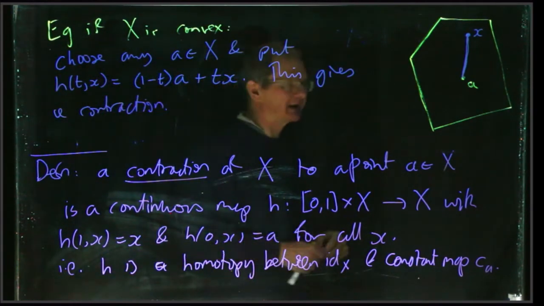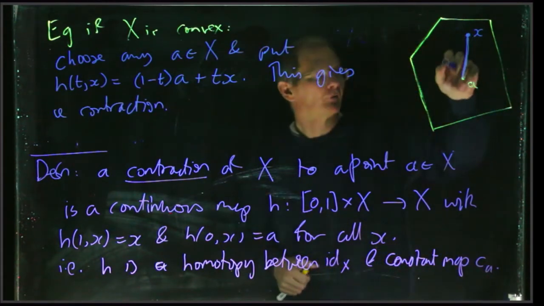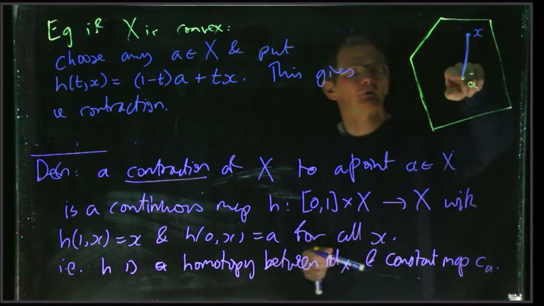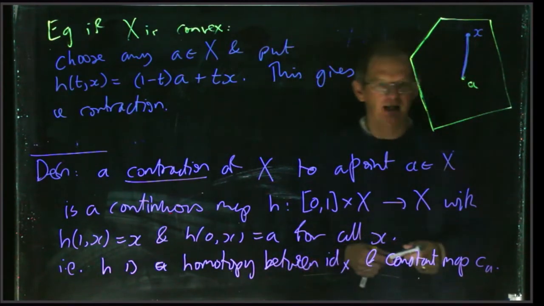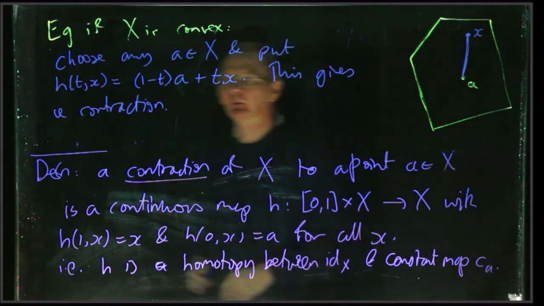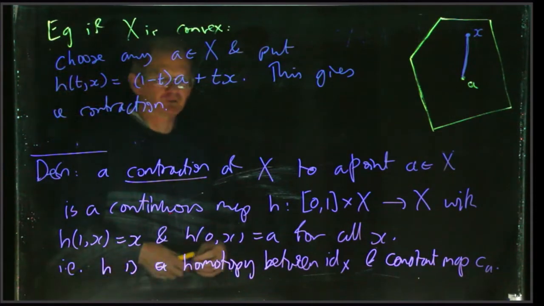Actually, we didn't quite need it to be convex for this. Convex means that any line segment stays within the thing, but you could just say it with line segments that end at A. You could have a star shape with A in the middle, and it would still work, but we'll just say convex for the time being. Okay, so that gives you a contraction.